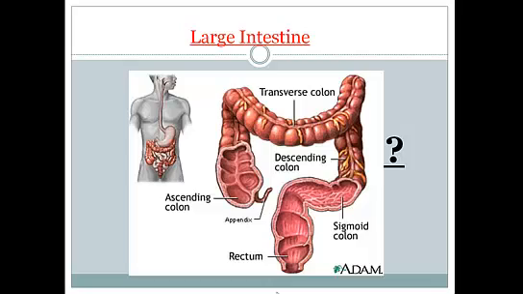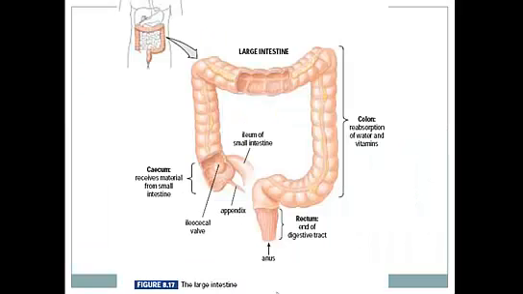In the large intestine, this is where the majority of the water is going to be reabsorbed and feces are going to be created. The majority of digestion has already occurred by the time that food has reached the large intestine. Here are the different sections that you should make sure you have on your diagram sheet.